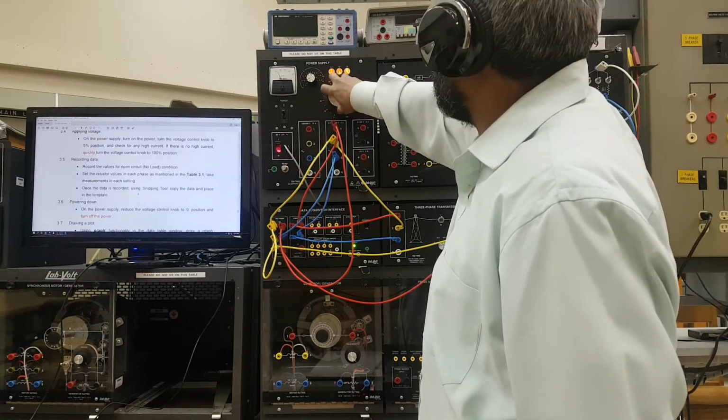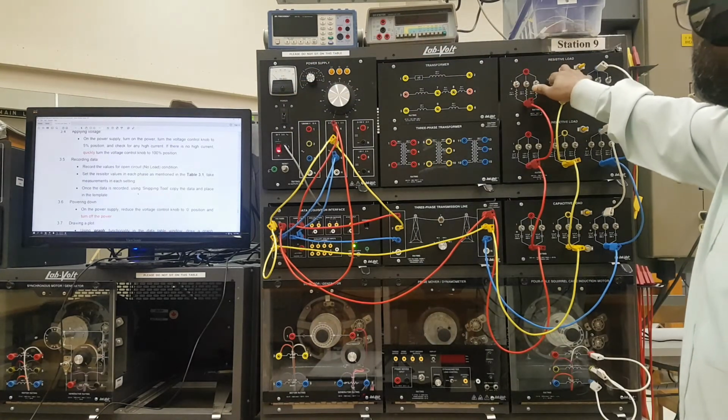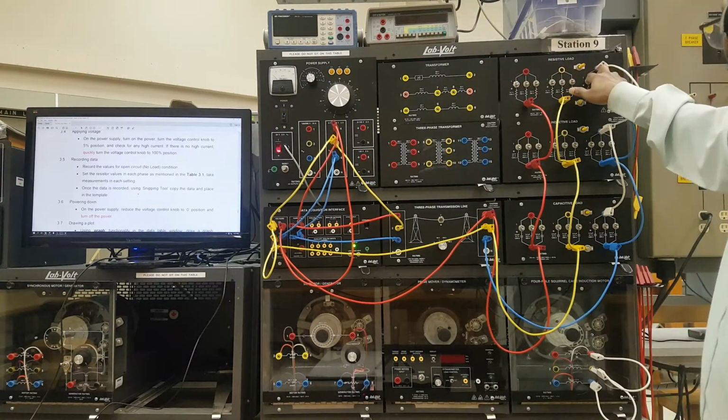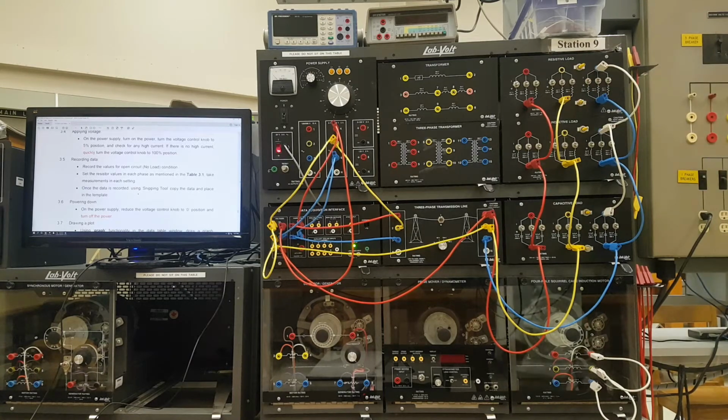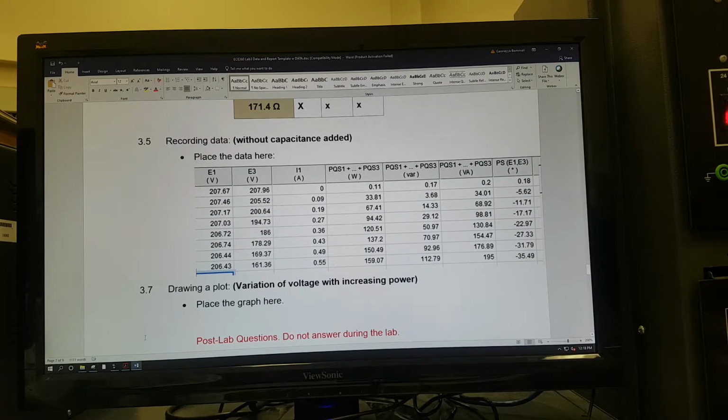I think the best idea is I did it in the opposite way. The first one is to remove the load first. So that one I have to be very careful. So let me show the results. So this is the data I recorded.